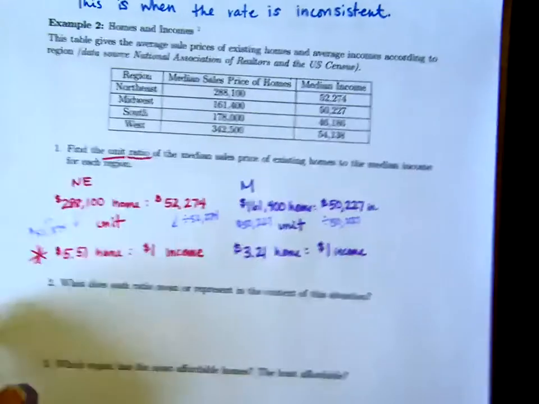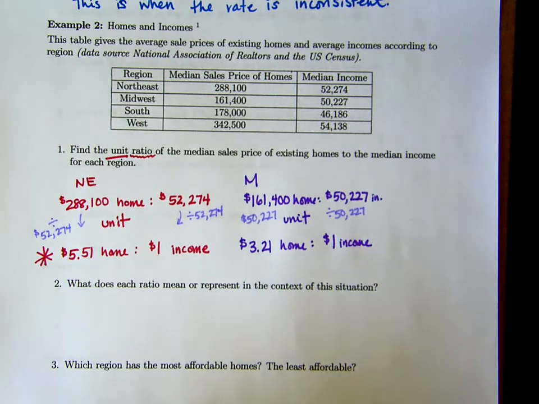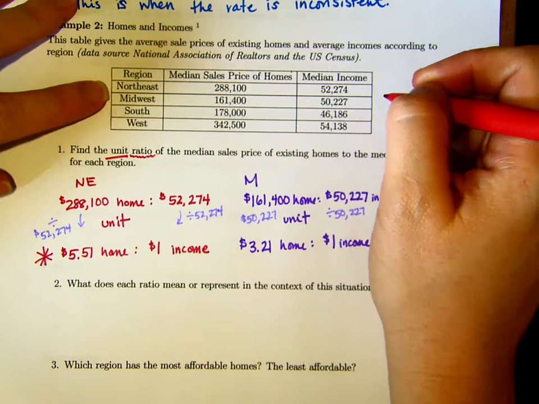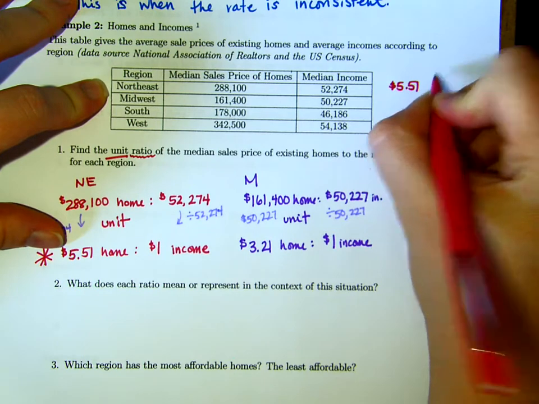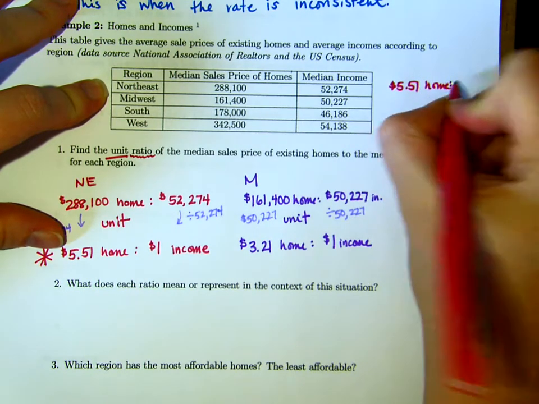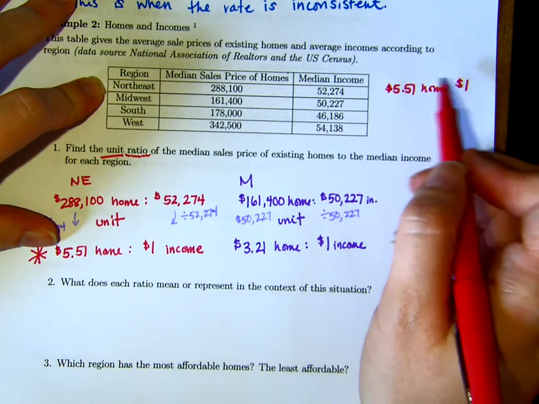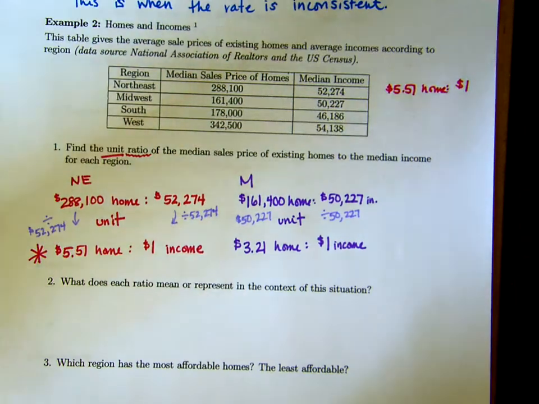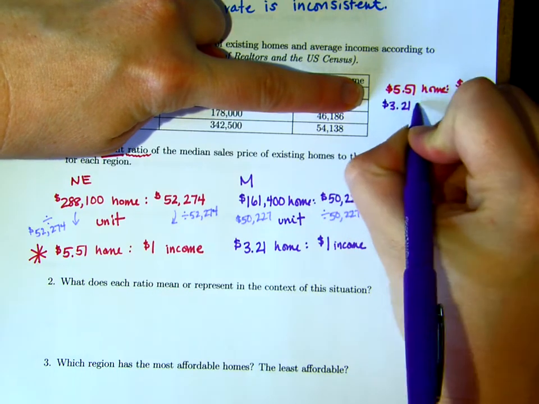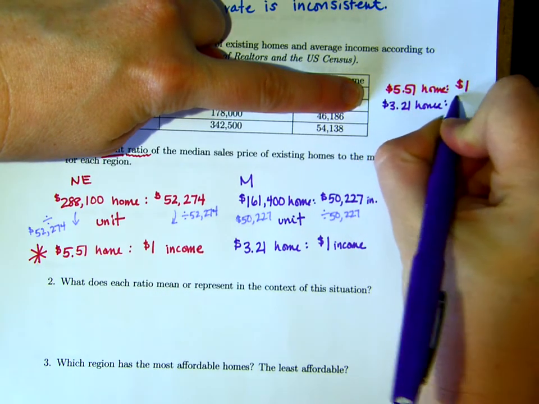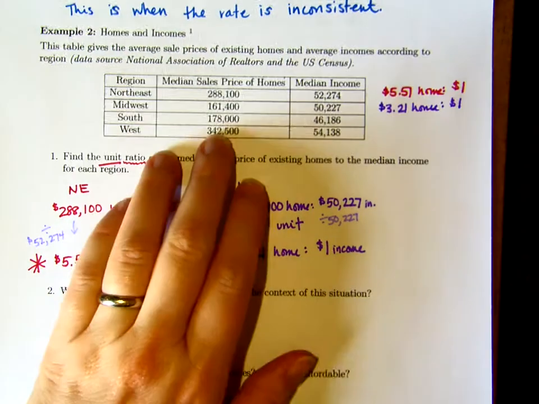Okay. Here we go, and I think I'm going to run out of space here. So what I'm going to do is do them quickly and write their unit ratios up here. This was $5.51 on your house for every $1 of income. Midwest was $3.21 on your home for every $1 of income. And let's go to the South.